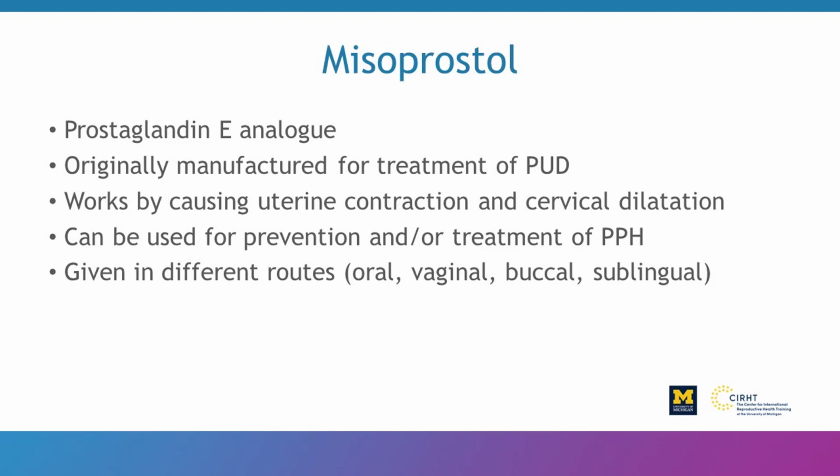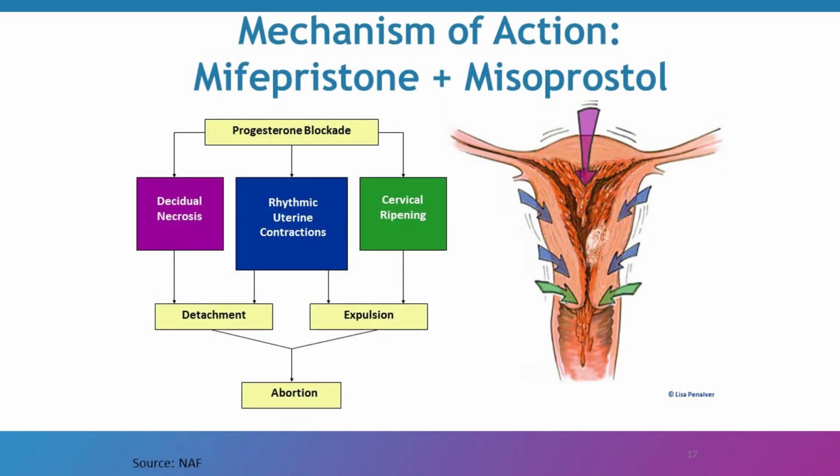Misoprostol can be given by different routes: orally, vaginally, buccally, or sublingually. This picture shows the mechanism of both drugs. Mifepristone causes fetal death by causing decidual necrosis and blocking progesterone receptors. Misoprostol leads to cervical ripening and opening of the cervix, and both drugs lead to detachment and expulsion of the fetus.